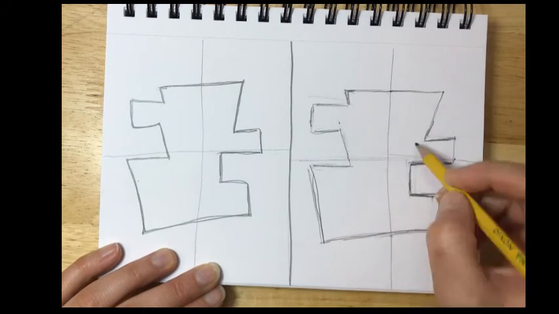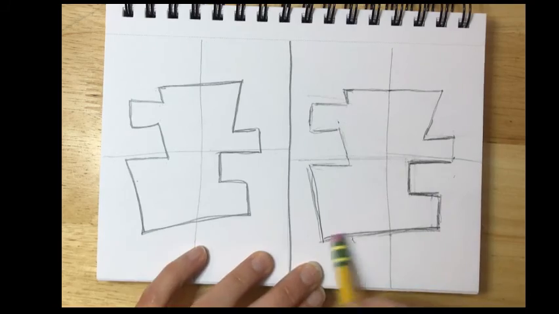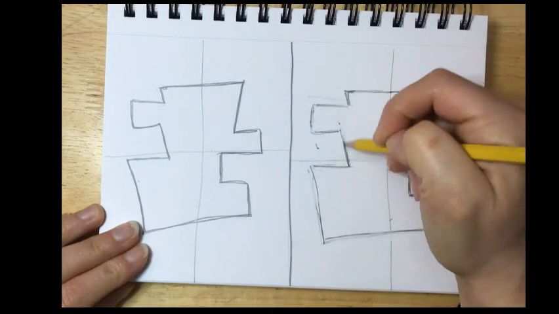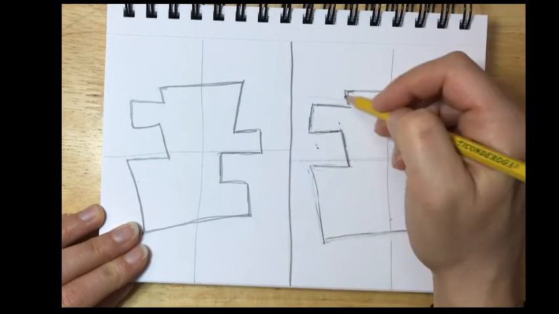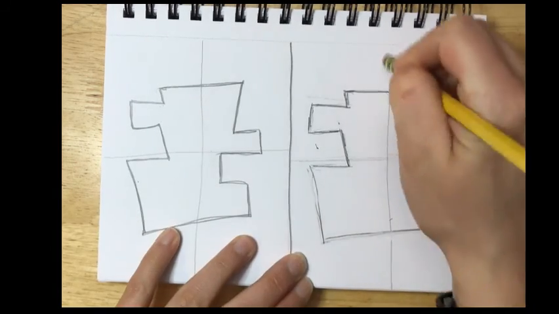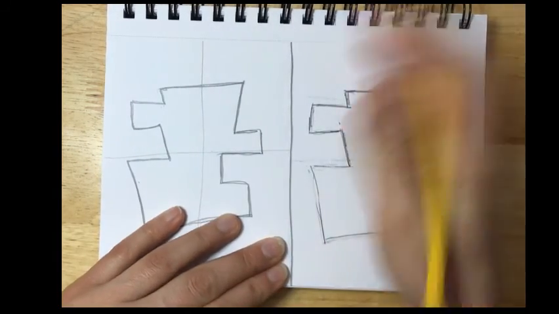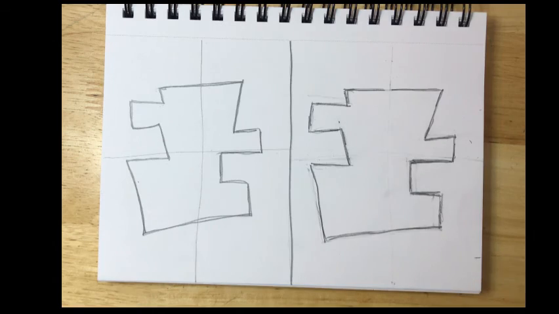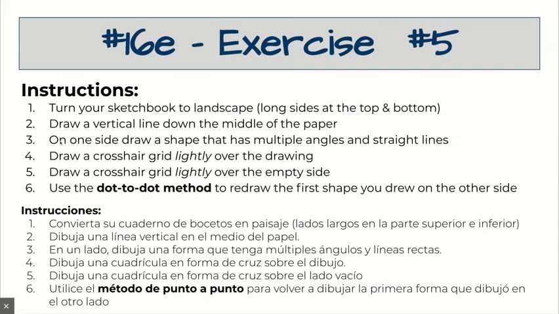All right, so keep looking back and forth, analyzing what you did, comparing one side to the other in terms of angles, size, and shape. And then you can erase your grid so no one knows the secret of how you recreated that shape.